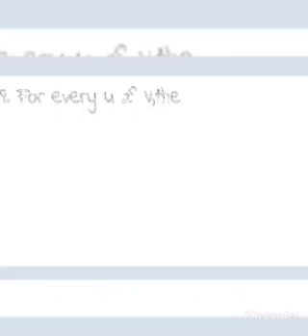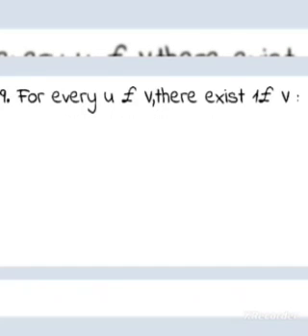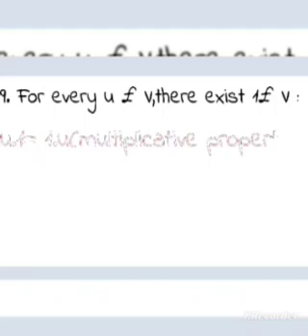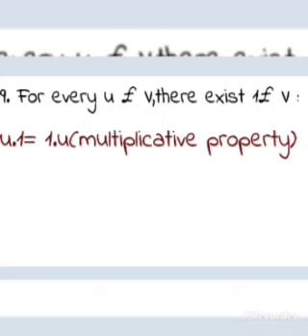Now the ninth one we have, for every u that is in V, there exists 1 in V in such a way that u dot 1 is equal to 1 dot u. So now this is the multiplicative property and could also be called the identity property, where this element, when multiplied with other vectors, returns the vector itself.